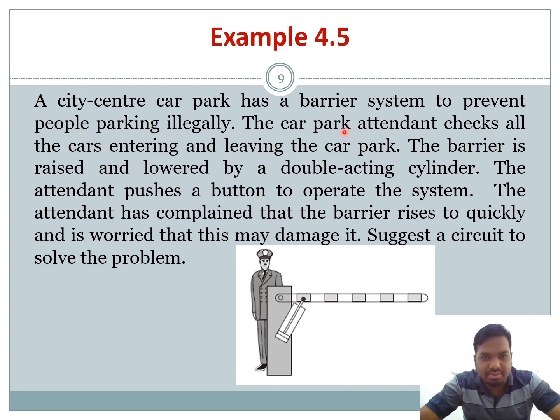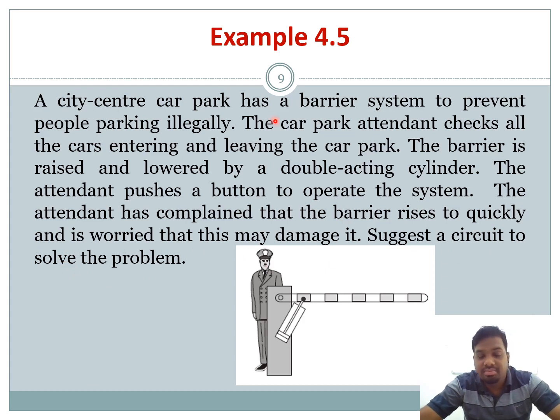Okay, we will see some examples. Example 4.5: a city center car park has a barrier system to prevent people parking illegally. The car park attendant checks all the cars entering and leaving the car park. The barrier is raised and lowered by a double acting cylinder. The attendant pushes a button to operate the system. The attendant has complained that the barrier rises too quickly and is worried that it may damage it. Suggest a circuit to solve the problem.